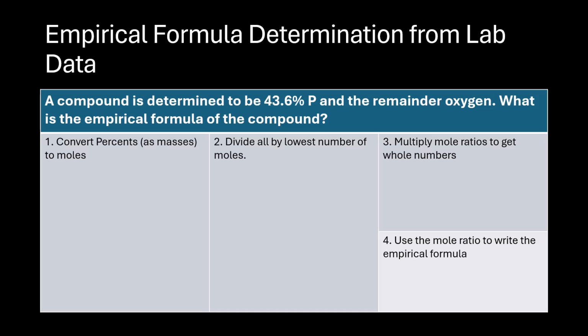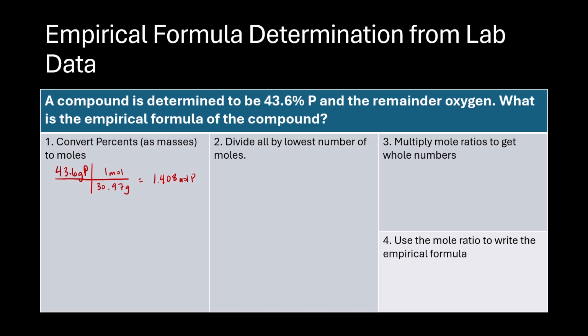So the problem gives us 43.6 grams phosphorus. If we look at the periodic table, we know that this is going to be 30.97 grams for every 1 mole, and that's going to give us 1.408 moles of P.